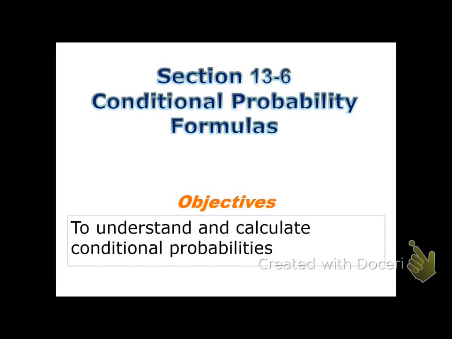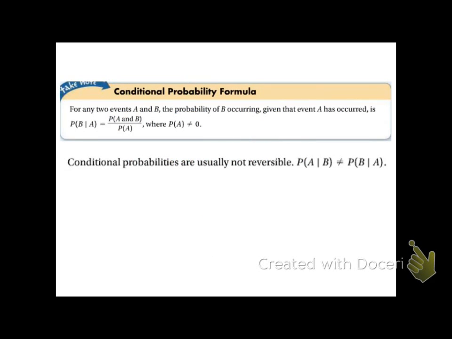13.6 Conditional probability formulas. For any two events A and B, the probability of B occurring given that event A has occurred is the probability of A and B over the probability of A, where the probability of A does not equal 0.